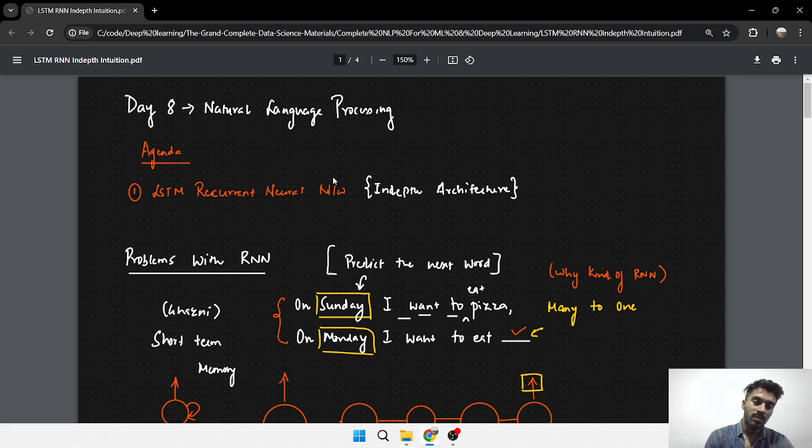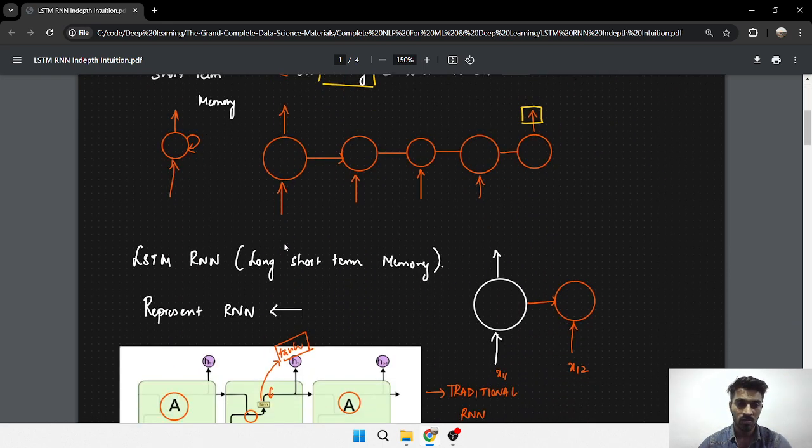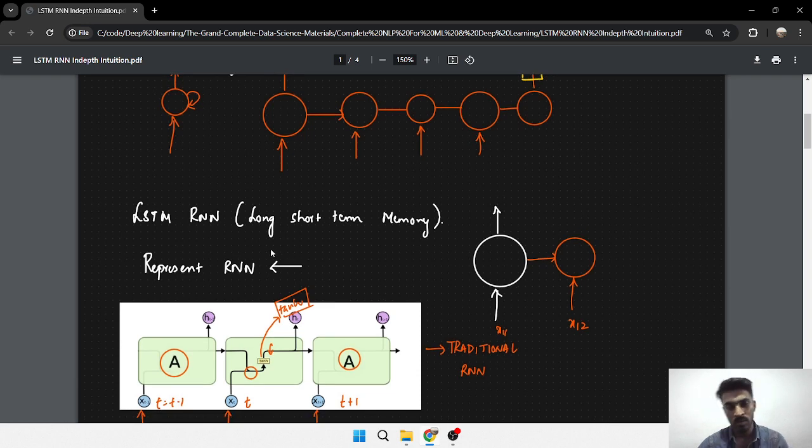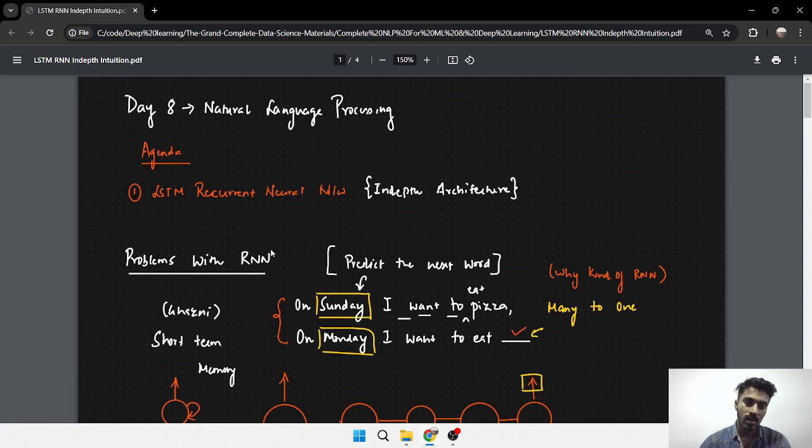But Transformers and newer models like BERT and GPT are able to solve this problem to some extent. In future, some model will come and help us capture good information even if the sentence length is very huge. So let's start our last lecture of NLP, and today we will discuss how LSTM RNN works.